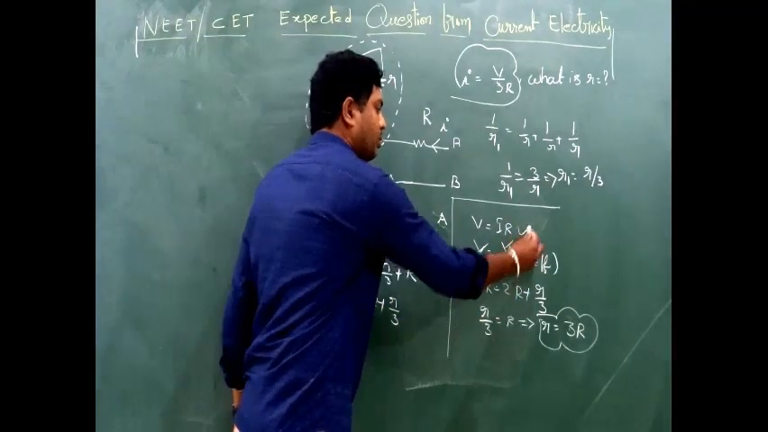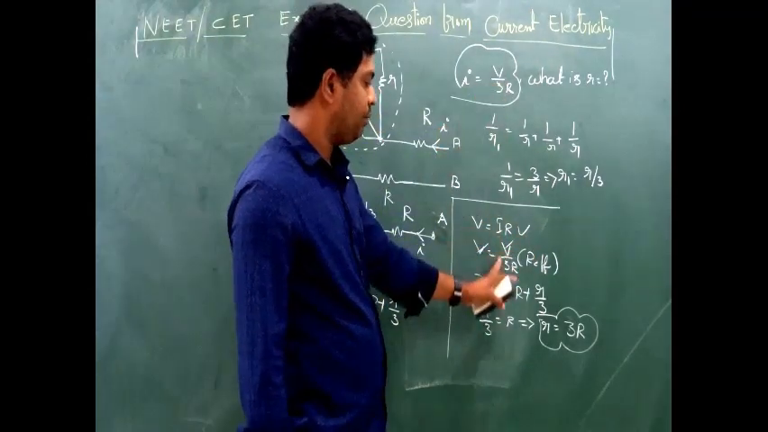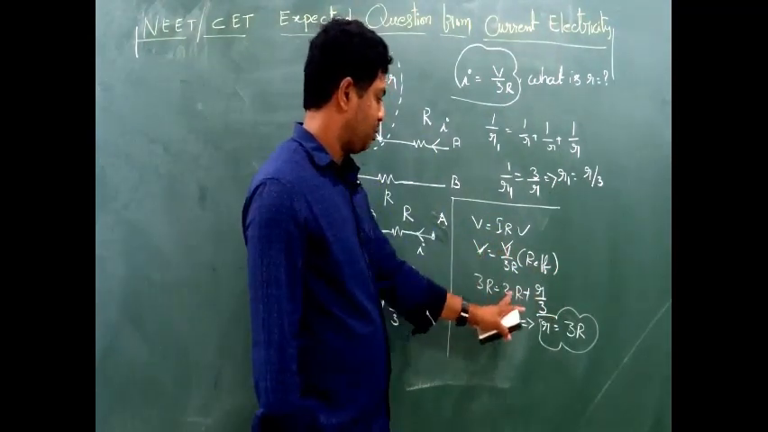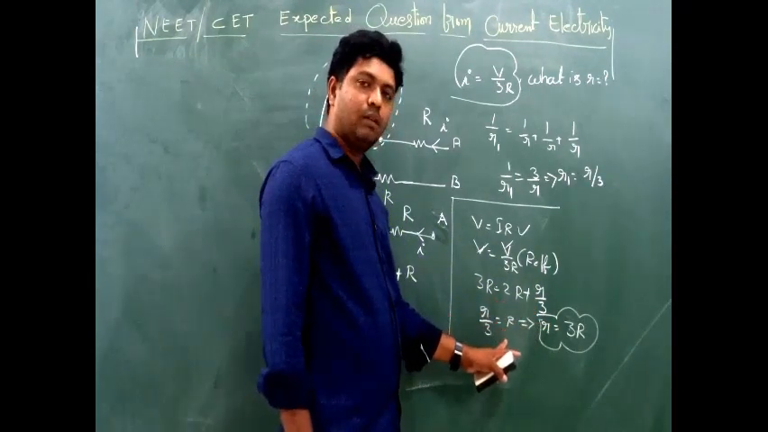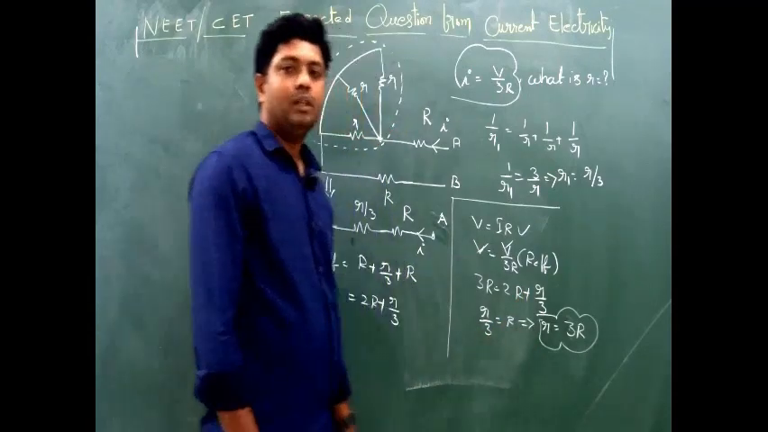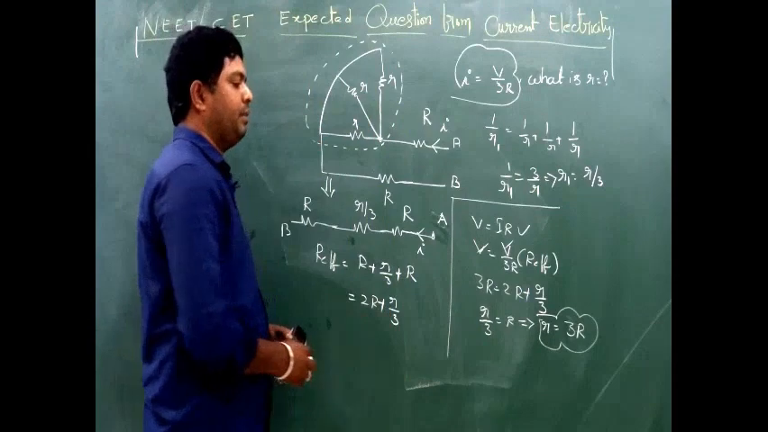But according to Ohm's law, V is equal to I into R. The I value is given, that is V by 3R, into R effective. V and V cancel, so 3R is equal to 2R plus small r by 3. 3R minus 2R is equal to R by 3, then small r is equal to 3 into R. This is the value of small r.